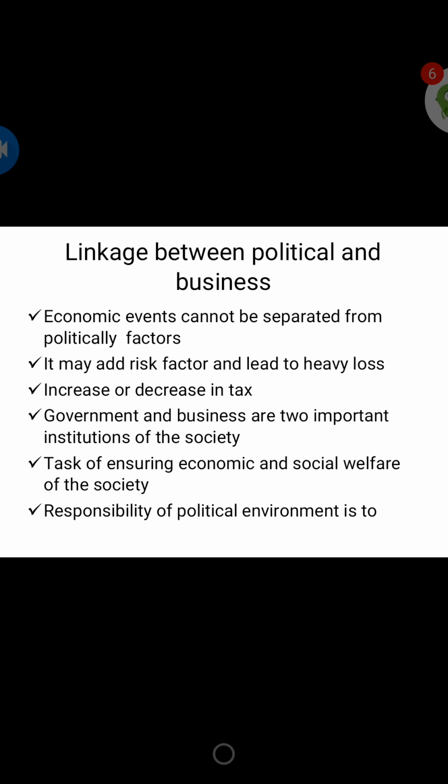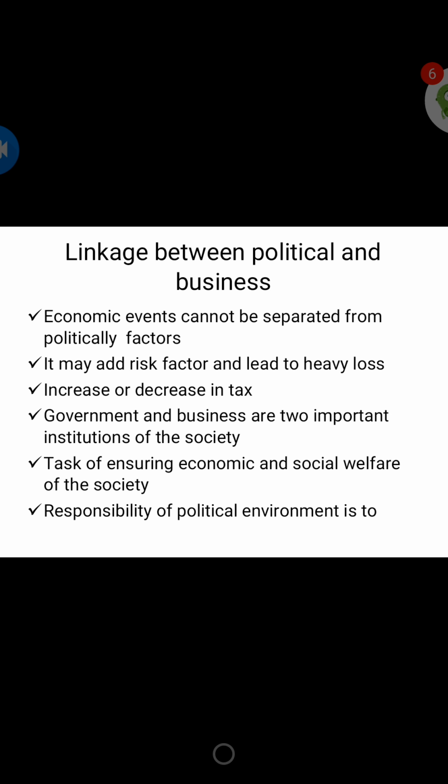The task of ensuring economic and social welfare of society: economic welfare of society is ensured with the help of what? Business. The political environment decides the business policies and directs these policies so that necessary goods and services are created to satisfy the needs of society. The political environment has a responsibility to create a healthy business environment in order to satisfy the economic needs of the society. Business has a responsibility to cooperate with what? Cooperate with the political system of the country.